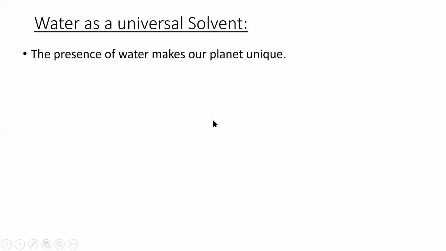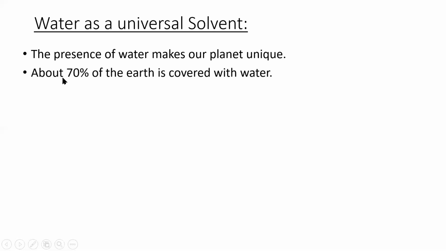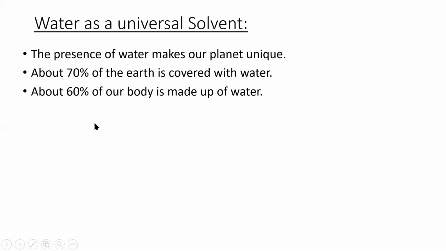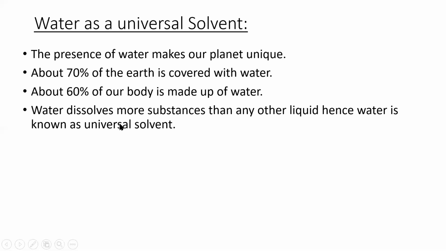Water is very important for us, and the availability of water makes our planet unique. You know that in our solar system, Earth is the only planet where water and life is found, right? About 75% of Earth is covered with water. Moreover, 60% of our body is made up of water. Water dissolves more substances than any other liquid. Hence, water is known as the universal solvent.